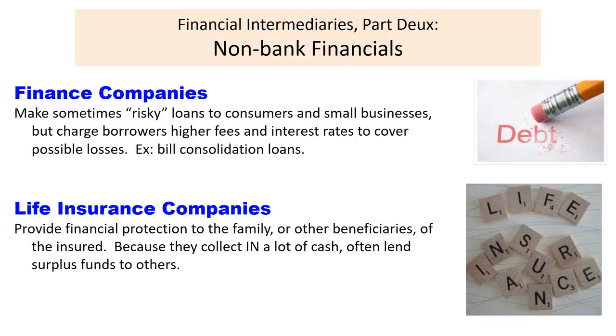The next one is a life insurance company. They're going to provide financial protection to the family or any other beneficiaries if you're injured, if you die, if something goes wrong. They collect a lot of dollars in cash because you're investing in your life insurance. So they also often lend a lot of that surplus out to other people.